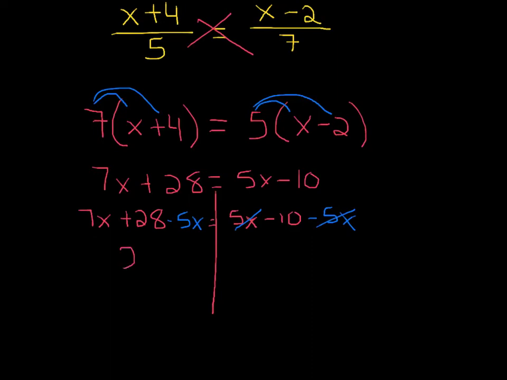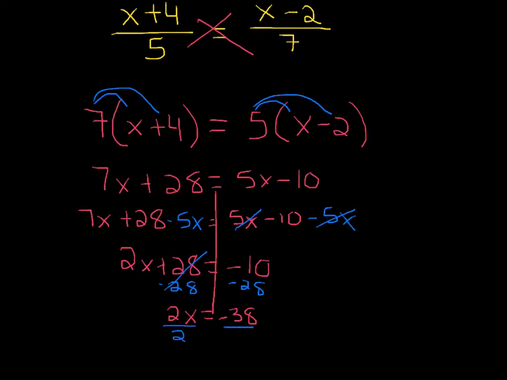So we have 2x plus 28 on the left, and then a negative 10 left over on the right. And now subtract 28 on both sides. 2x equals negative 38, and then final step, divide both sides by 2. So x equals negative 19.